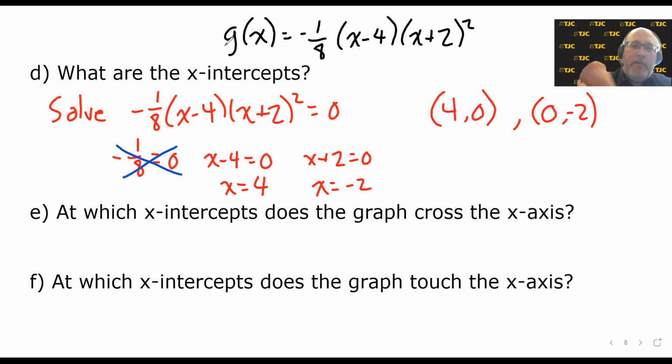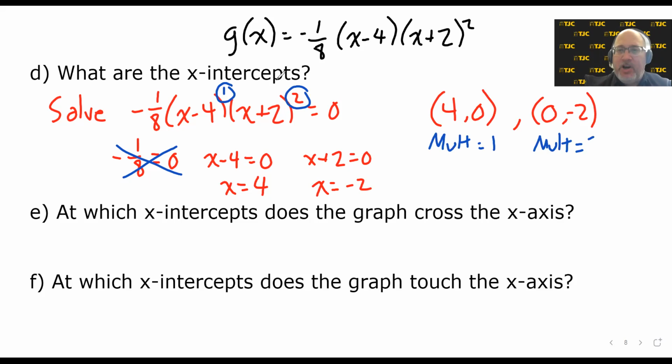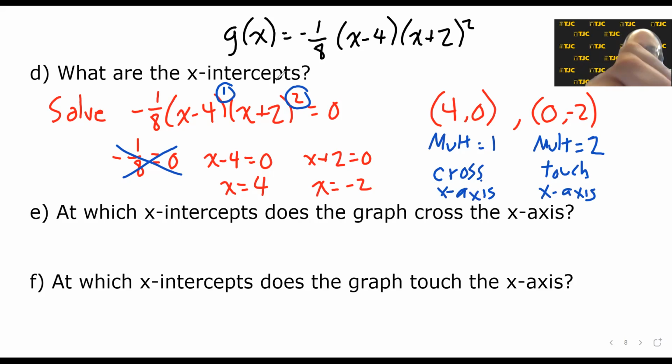The multiplicity when x is equal to 4 was 1 because that was the implied power on the factor x minus 4. The multiplicity when x equals -2 is 2 because that was the power that was explicitly stated on that factor. And because odd multiplicity means cross the x-axis, and even multiplicity means touch the x-axis, we already have the answers for parts E and F.